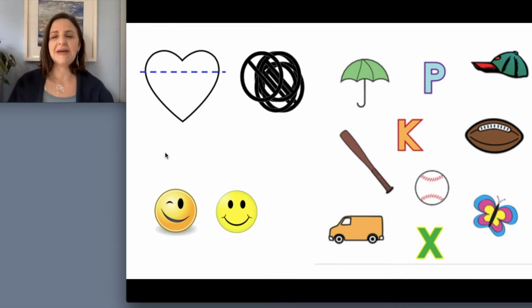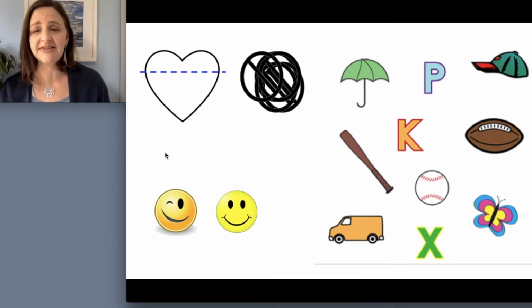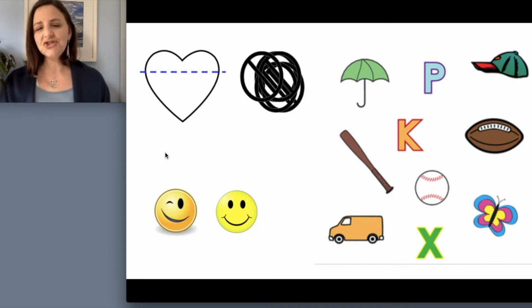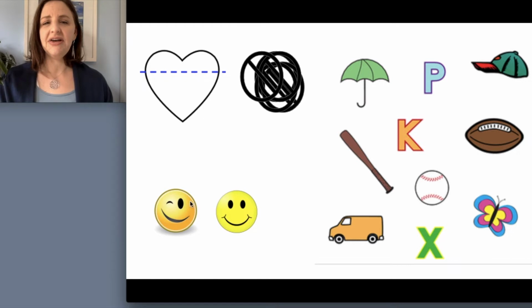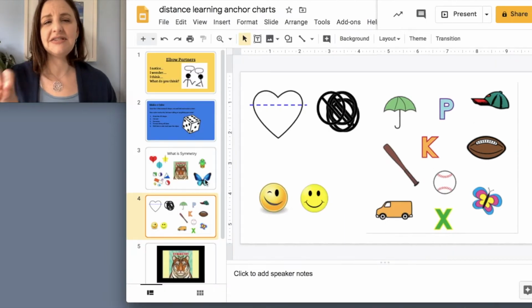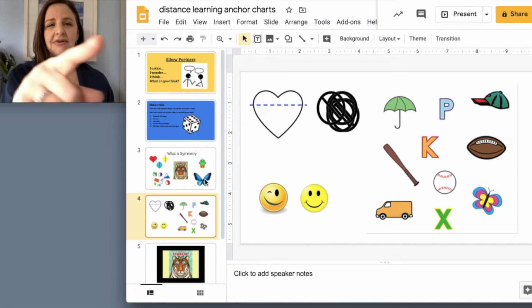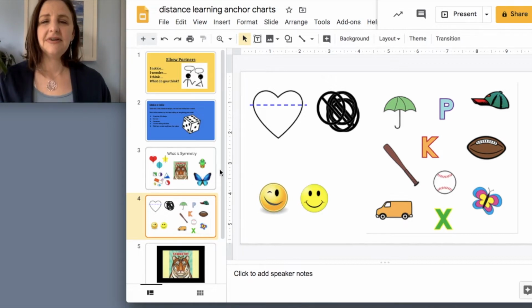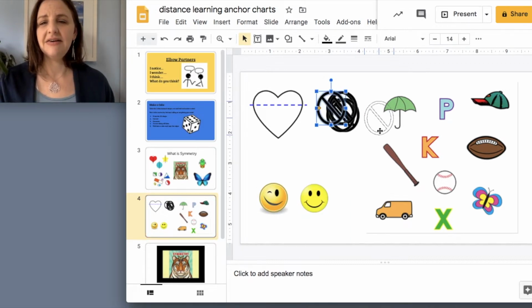Now, we're going to look at this page and see which of these things are symmetrical and which aren't. Which shapes and objects are symmetrical and which are not? Now I'm going to have to escape the present mode in my slide to show you here. So just ignore that stuff over there. Ignore this stuff.